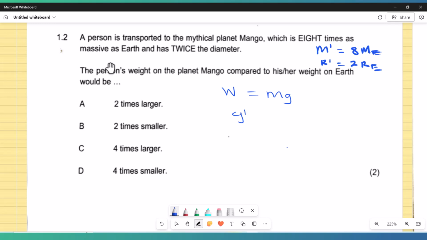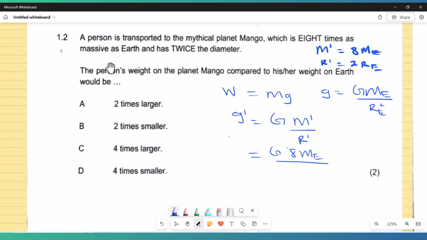Gravity on Earth, this small g, is given by g equals G times the mass of the Earth, divided by the radius of the Earth squared. This is on the surface of the Earth. Let us find out about Mango. Likewise, the g on planet Mango is given by the universal gravitational constant G times the mass of Mango, divided by the radius of Mango squared. But our mass of Mango is 8 times the mass of Earth, and the radius is 2 times the radius of the Earth. Don't forget it must be squared.